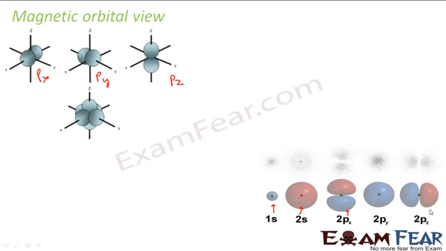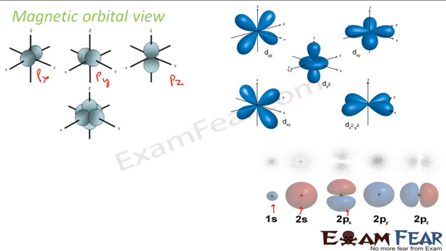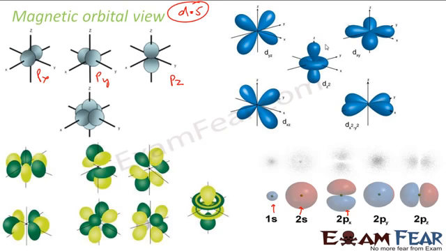along the z-axis. Similarly, if we talk about d, for d we had 5 different orientations. This one is dyz because yz is the plane where I have this orbital. This is dxy because xy is the plane where I have this orbital. This is dxz because xz is the plane. This is dx square minus y square, with x and y in this fashion. And this is dz square because it is along the z-axis. So these are the 5 different orientations of the d orbitals.